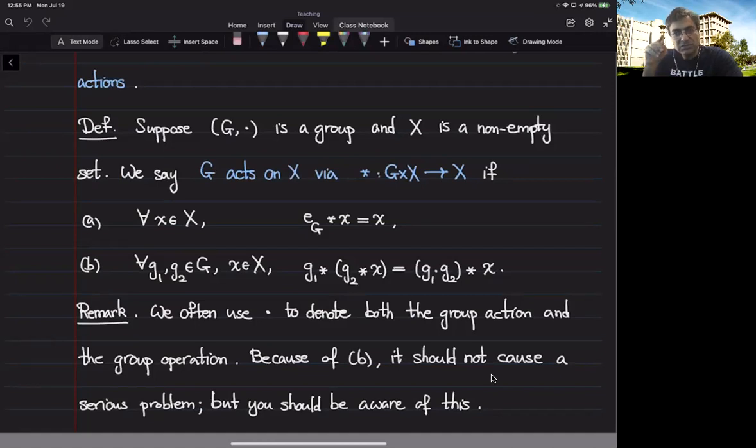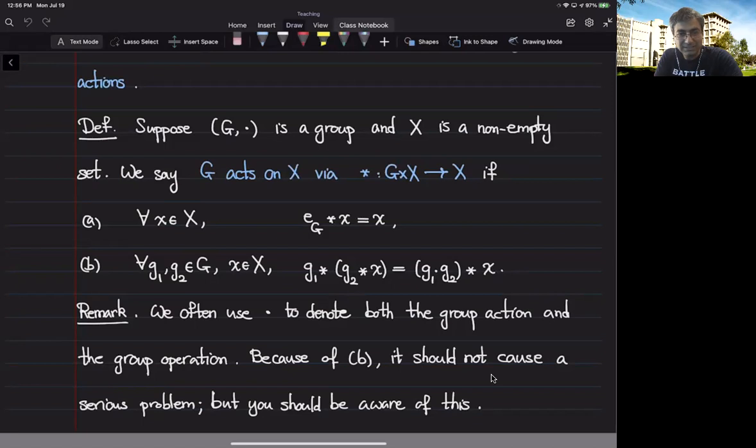We say that this star is indeed a group action if the following properties hold. The first one says that the neutral element should act like the identity function, which means for every small x in the set capital X, the neutral element star x is x. So it sends the point x to itself. It behaves like the identity function.